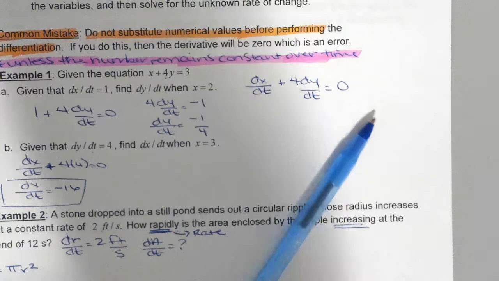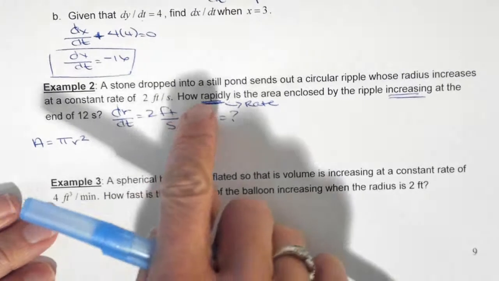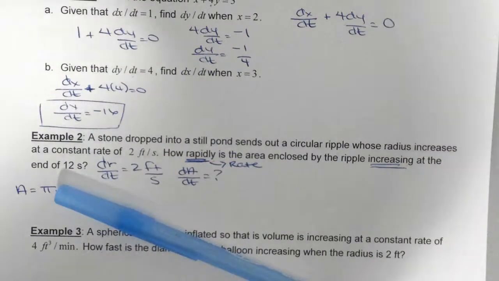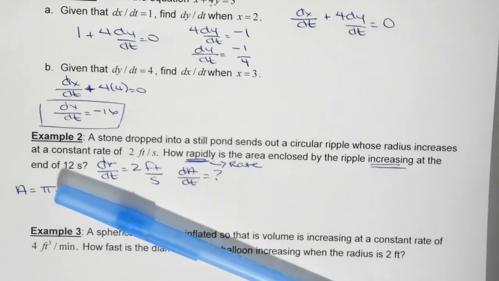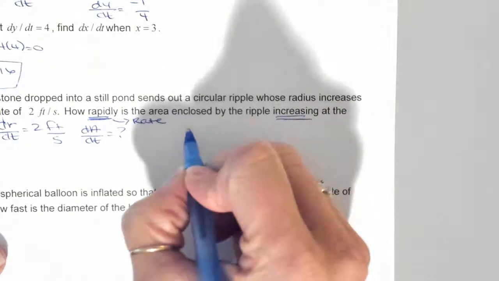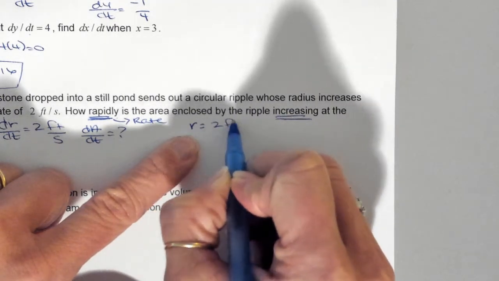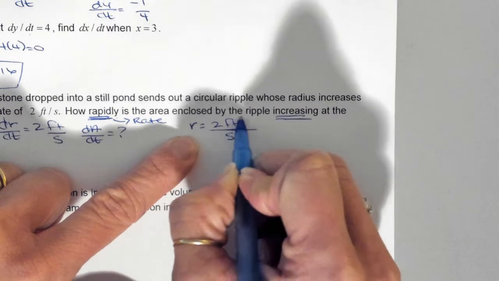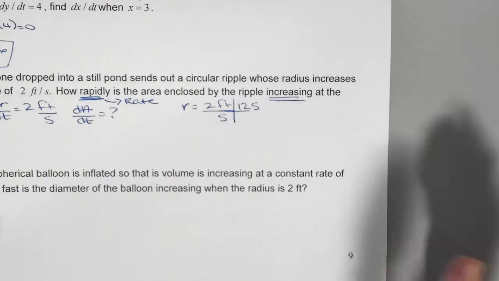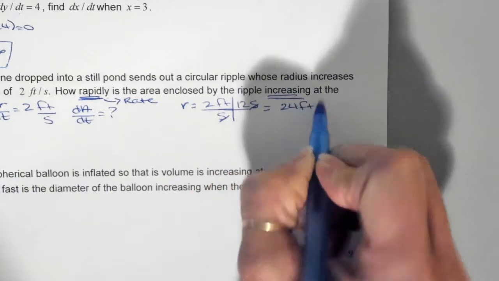So if your radius is changing at 2 feet per second, and they want to know how rapidly the area is changing at the end of 12 seconds, should you be able to figure out what your radius is at 12 seconds? Okay, so for those of you who have forgotten how to do this, if the radius is changing at 2 feet per second, they want to know after 12 seconds, what is the radius? So my seconds cancel here, and Ryan was saying to me it's 24 feet. Does everyone see how we got it?